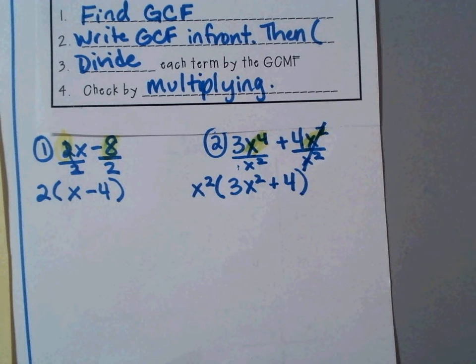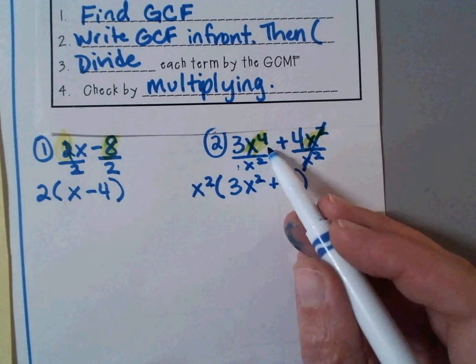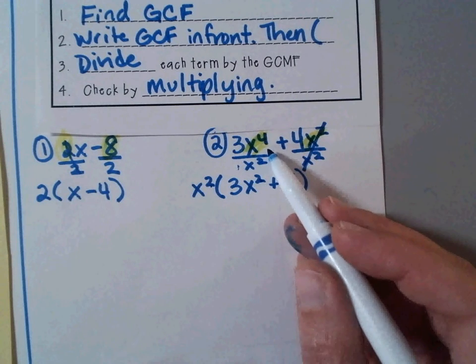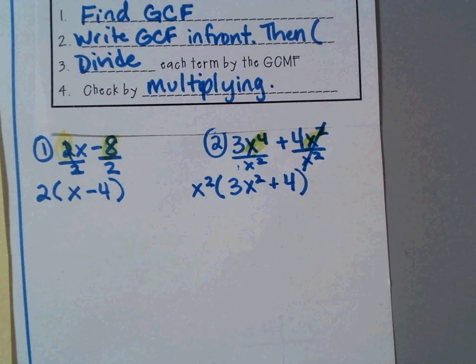Okay, if you want to check that one, you add exponents when you multiply. So does x squared times x squared give you x to the 4th? Yes, because 2 plus 2 gives you 4. All right, let's keep practicing.